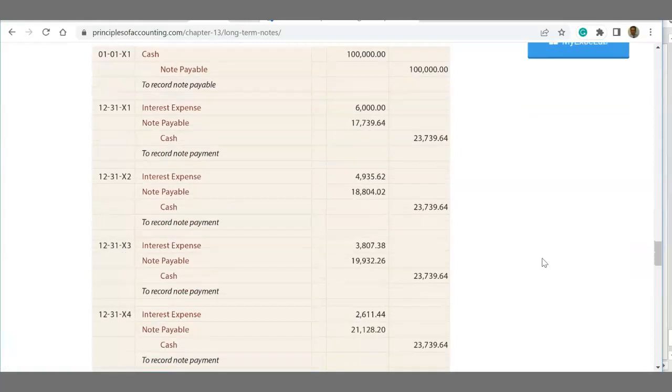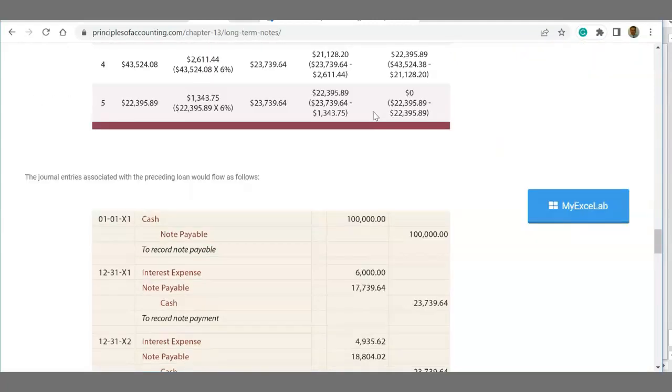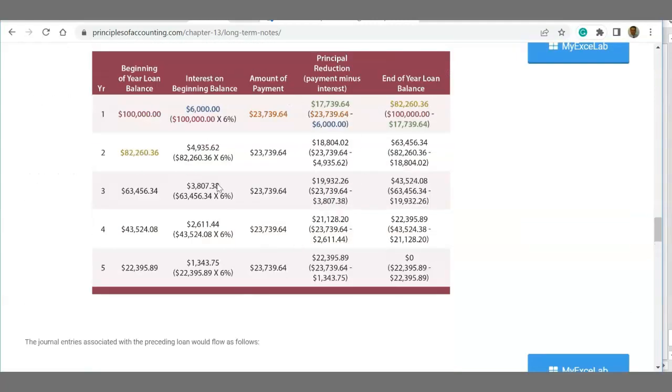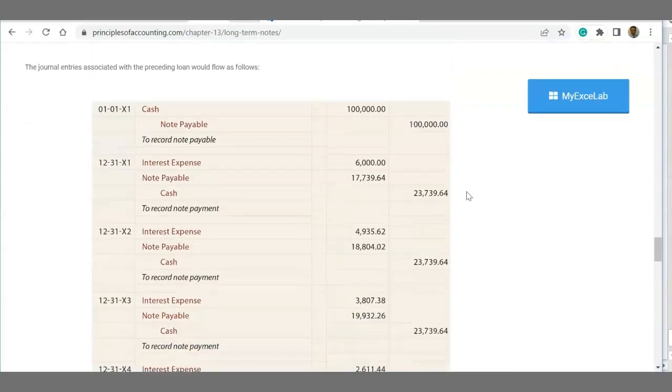Okay, what's the journal entry again? We borrow money. That's cash, $100,000 deposit on the debit side. Note payable will be recognized for this liability. This is a 5-year note. At the end of year 1, we are going to pay the first payment. A portion of it will be interest expense according to this schedule of the loan, $6,000. And the other portion will be the note payable reduction on the principal.